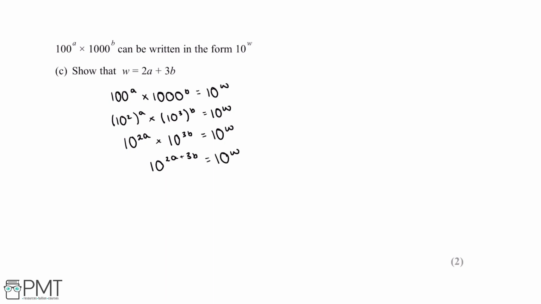So therefore 10 to the power of w equals 10 to the power of 2a plus 3b. And what this means is that 2a plus 3b is equal to w. Now this question's worth 2 marks, so we'll get our first mark for rewriting 100^a multiplied by 1000^b as 10 squared to the power of a multiplied by 10 cubed to the power of b. And we'll get our second mark for showing that w equals 2a plus 3b with the correct reasoning.